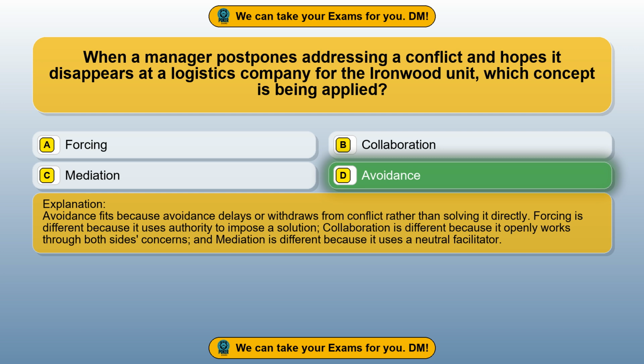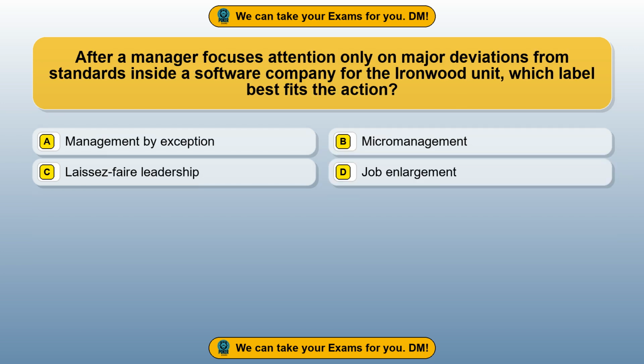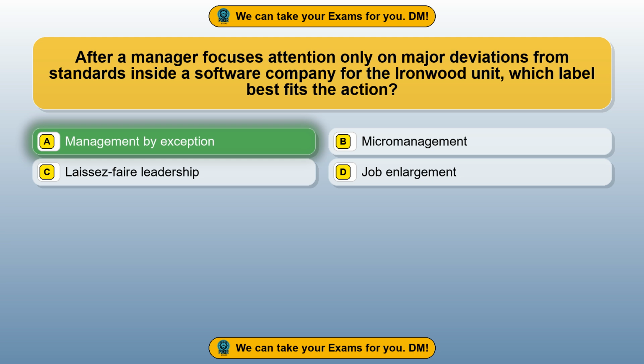Question 49. After a manager focuses attention only on major deviations from standards inside a software company for the ironwood unit, which label best fits the action? Option A, management by exception. Option B, micromanagement. Option C, laissez-faire leadership. Option D, job enlargement. The correct answer is option A, management by exception.